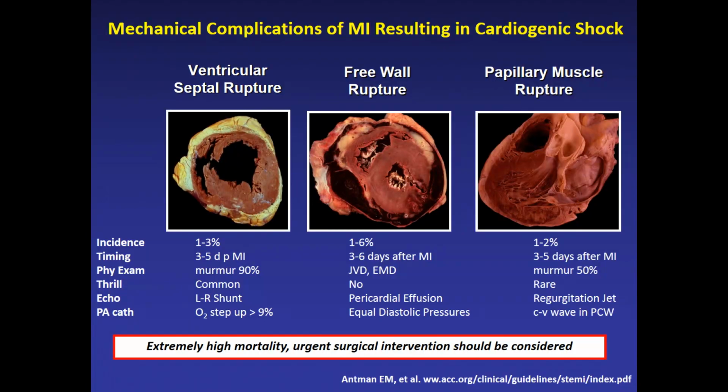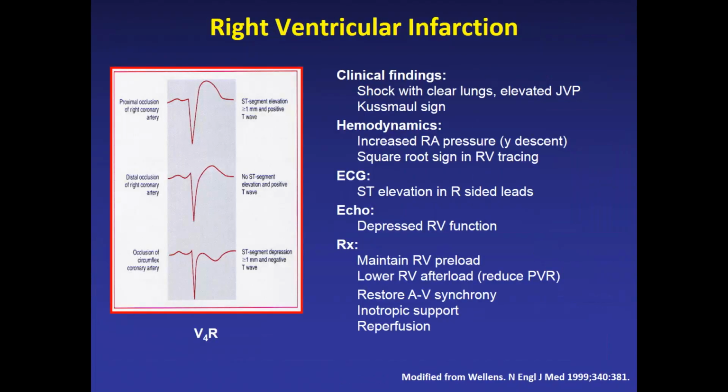The incidence is low, but because of the high mortality associated with each of these conditions, early recognition and early surgical intervention are critical. The physical exam findings that are common in each of these conditions are listed on the slide for your study. But I think the key message is that one can identify these complications only with careful vigilance and awareness regarding the potential, particularly in patients presenting with large transmural ST segment elevation myocardial injury.